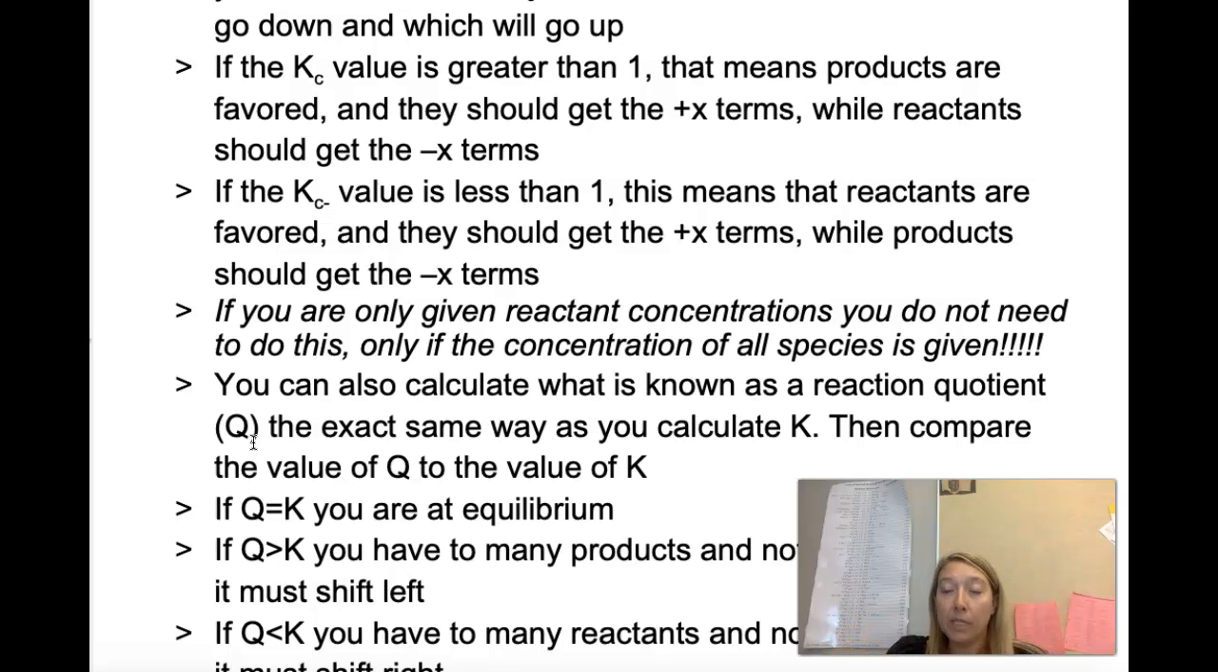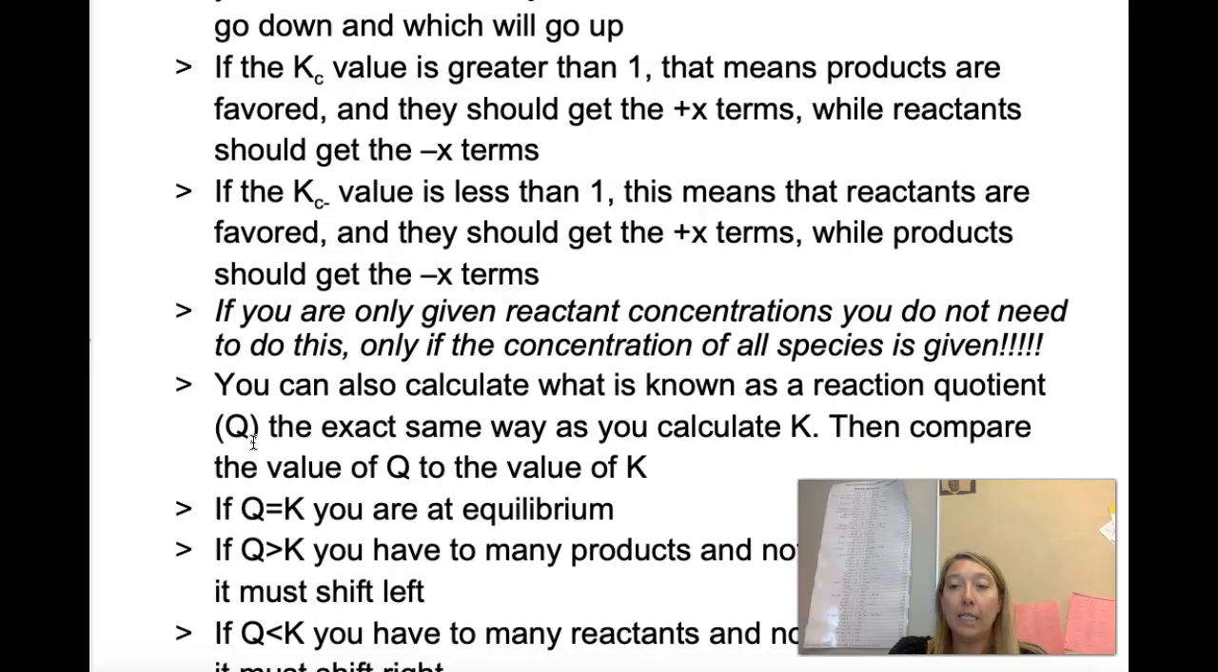If I find the opposite and I find that Q is less than K, that means I have too many reactants on the bottom and I need to create more products. So it's going to shift the way our reactions generally shift, and it's going to go ahead and shift to the right. And our reactants will get the negative X and our products will get the positive X.